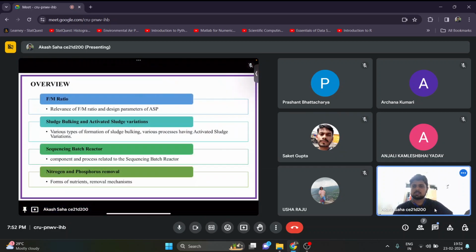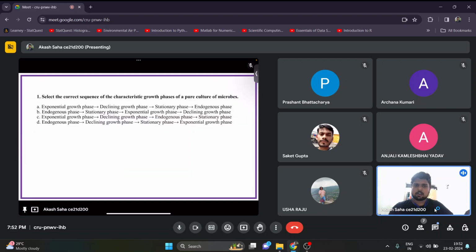So we will go to the multiple choice questions now. I hope you are able to see my screen. This is the first question. It says: select the correct sequence of characteristic growth phases of a pure culture of microbes. We have four options. So please tell me what is the correct sequence of characteristic growth phases for the microbes.